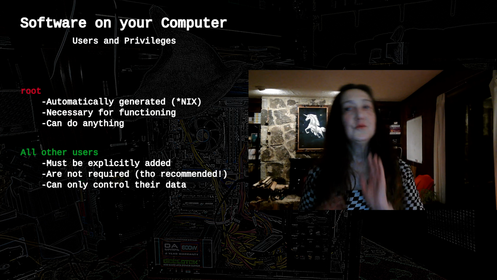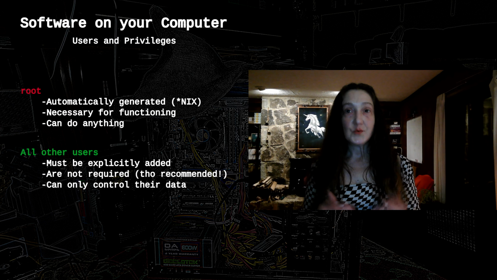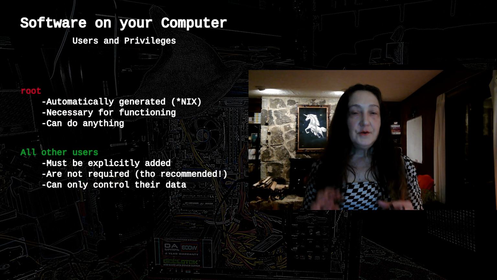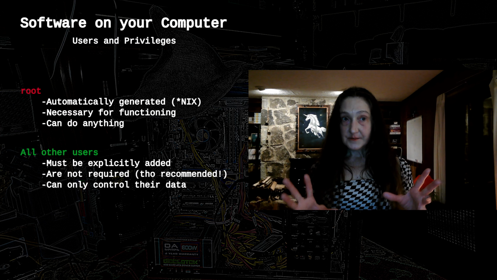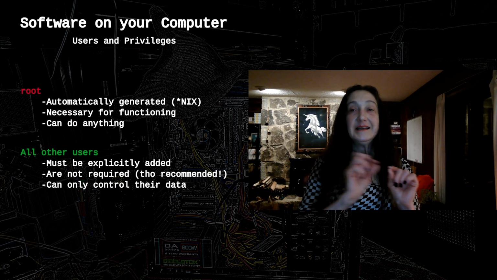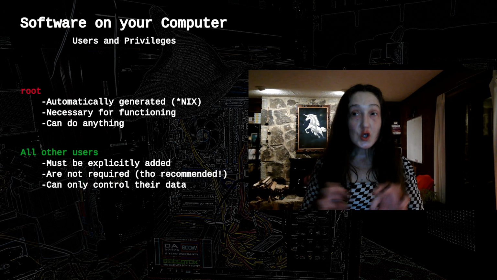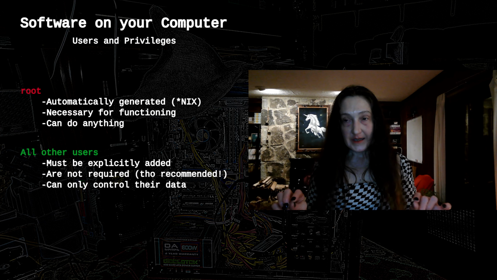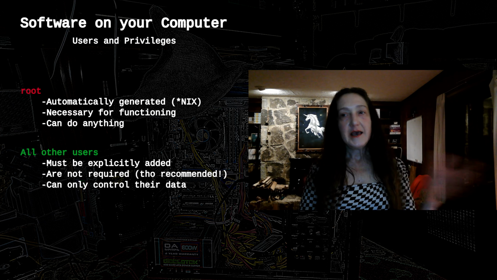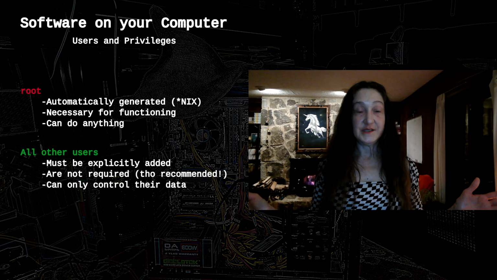But before we get to what can actually happen, let's talk a little bit about the software on your computer and how things work. So first I want to talk about users and privileges. On most Unix and Linux type systems, there is a root user, and this user is automatically generated. It is required. It is necessary for the functioning of the computer. Root is also God. Root can do anything. Root can run any program. Root can stop any program. Root can delete any files, add any files, even if what root's going to do is going to be bad for the system. Root can still do it.